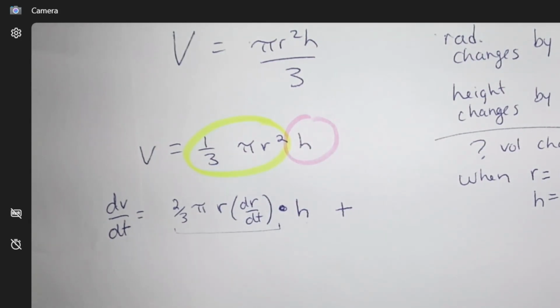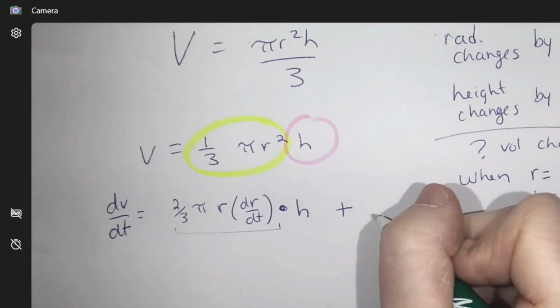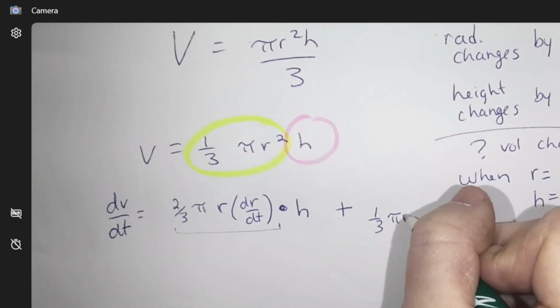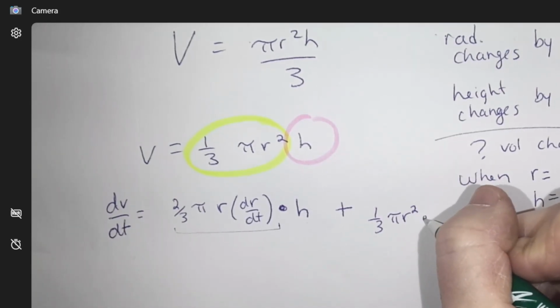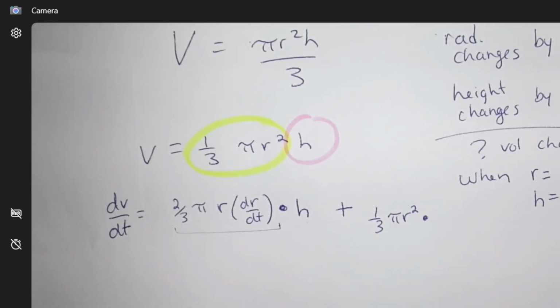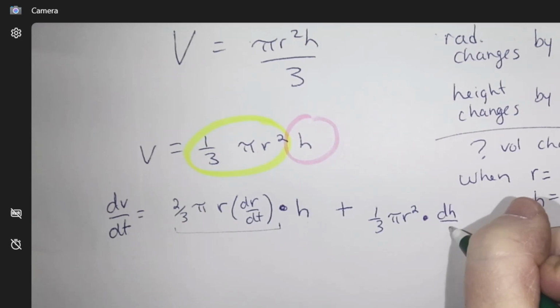plus the original yellow times the derivative of H. So if I derive just an H, that's a 1, but attach.